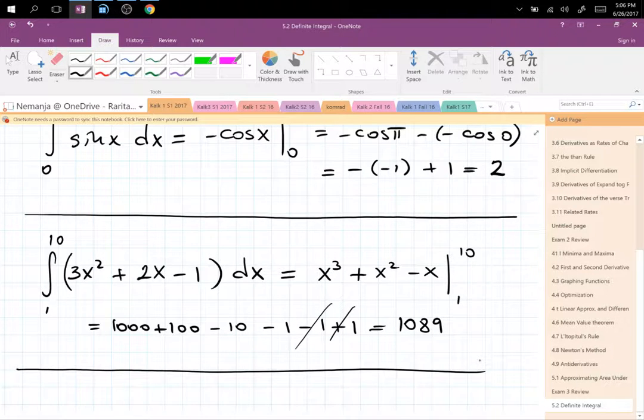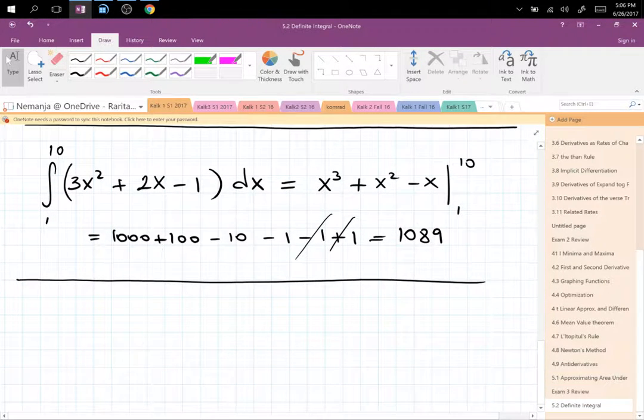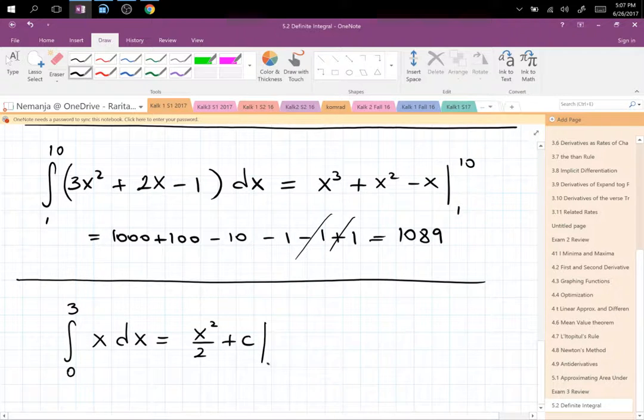Yes? Very good question. Why don't we put plus c? I'm going to answer that question by working out one problem here with, let's say, from 0 to 3 of just x dx. When I integrate x, I will get x squared over 2 plus c computed from 0 to 3. If I put plus c, look what happens.